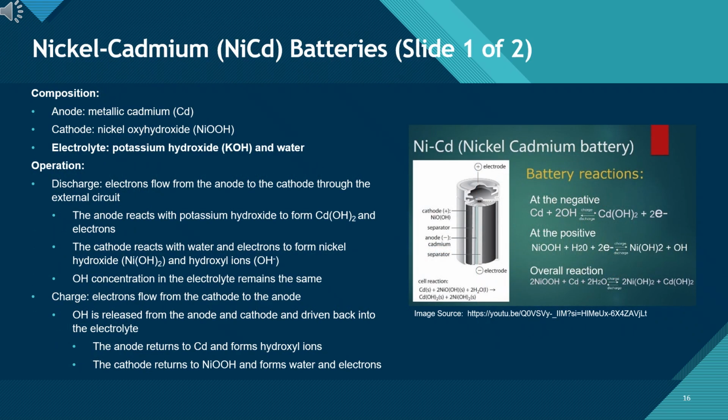Nickel-cadmium batteries. Slide 1 of 2, now let's take a look at nickel-cadmium, or NiCd, batteries. These use cadmium as the anode, nickel oxyhydroxide as the cathode, and potassium hydroxide as the electrolyte. During discharge, electrons flow from the cadmium anode to the cathode, forming cadmium hydroxide on one side and nickel hydroxide on the other. When we charge the battery, the reactions reverse, restoring cadmium and nickel oxyhydroxide while the electrolyte stays chemically stable. The diagram here shows both the internal structure of a NiCd cell and the basic reaction paths.